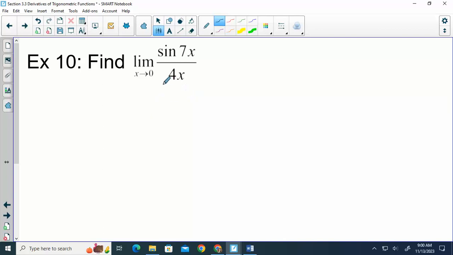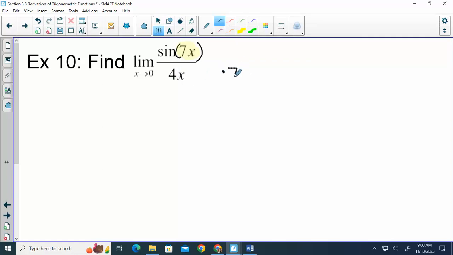Can I just plug in the 0 for my x? No, because I get sine of 0 divided by 0. We can't do that. If I plug in my 0, that trig function is going to 0. In order to be able to use that property, if this is the 7x, what does my denominator have to be? 7x. So I don't need a 4 there, I need a 7.